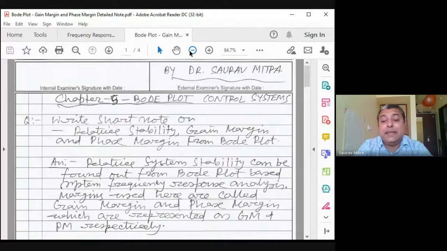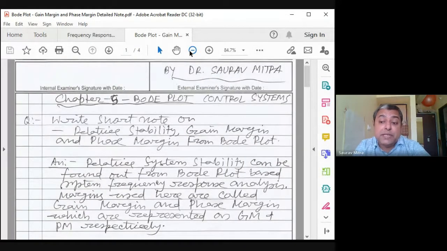Log of 10 means output by input is 10 times. That means output is increasing compared to input by 10 times by the system. So in that case, it will be called a 20 dB system. A 20 dB system means if you give any input, it will be multiplied by 10 times at the output.